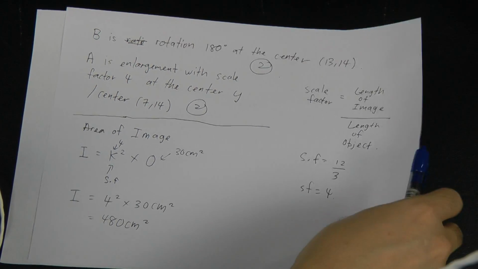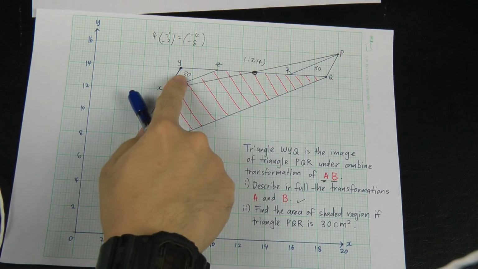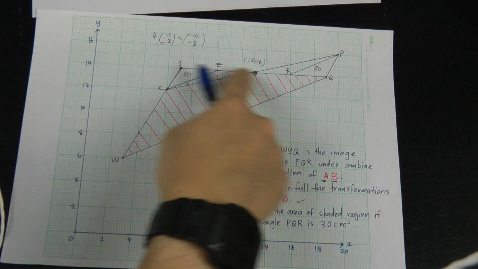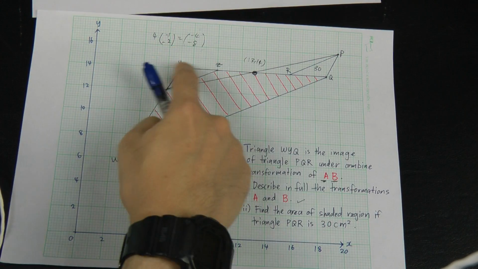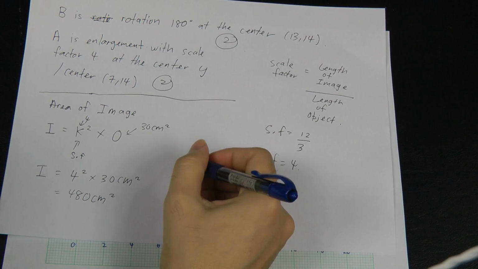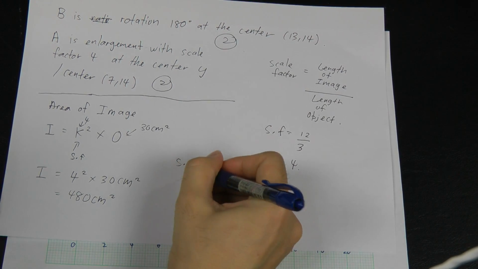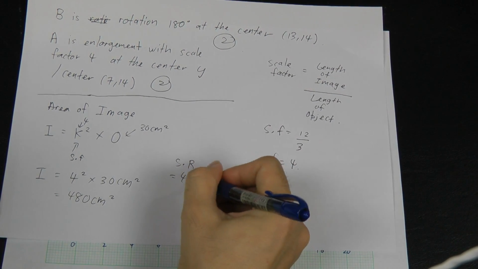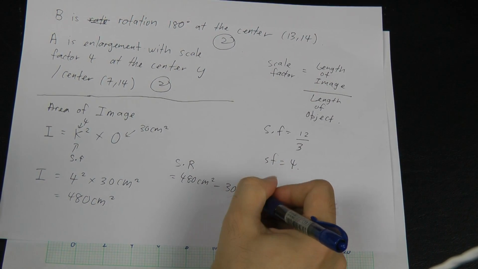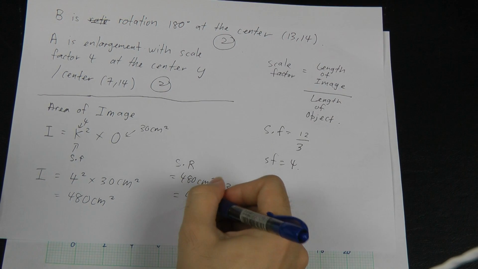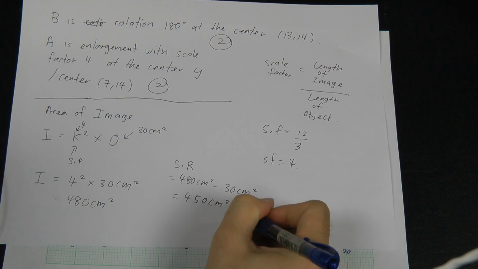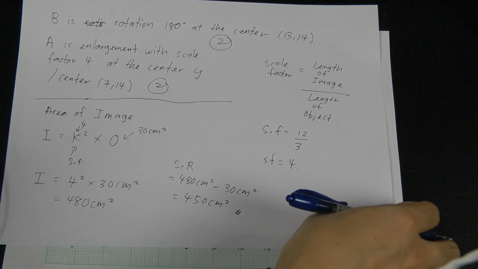Then in order to get the shaded region, we use the area of image, which is 480 just now, minus the area of object, which is 30. So I'm going to say the shaded region equals 480, which is the area of image, minus the area of object, which is 30 centimeters square. So your shaded region will be 450 centimeters square. Okay, this is how we find the shaded region.